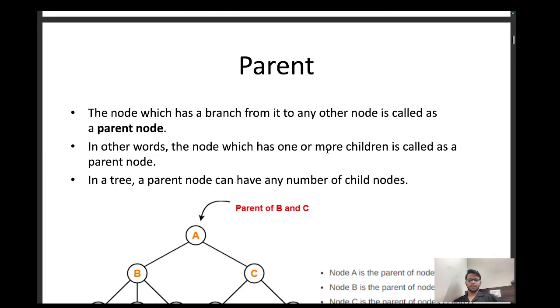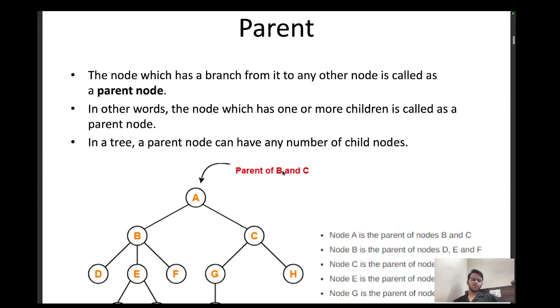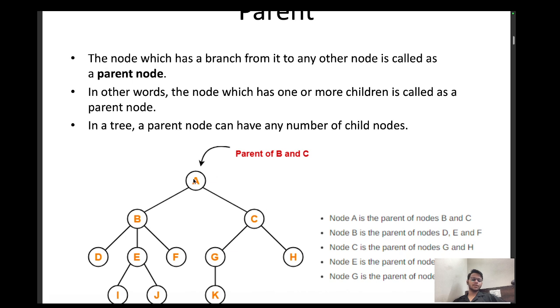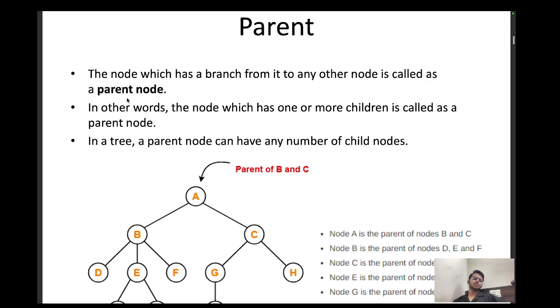Now let us see the parent. What is the parent node? I've already taught you that A, as you can see from the image, is the parent of B and C. For the sake of exams, let us now see what definition is given over here. The node which has a branch from it to any other node is called a parent node.